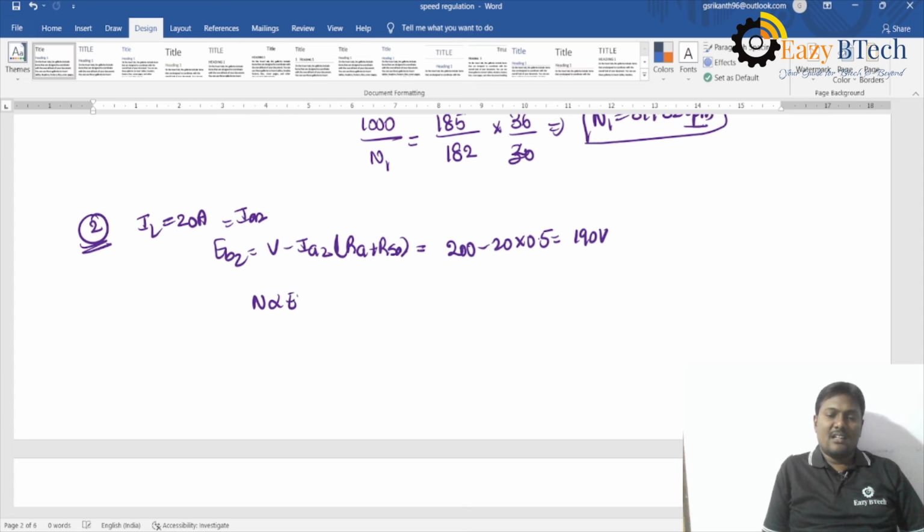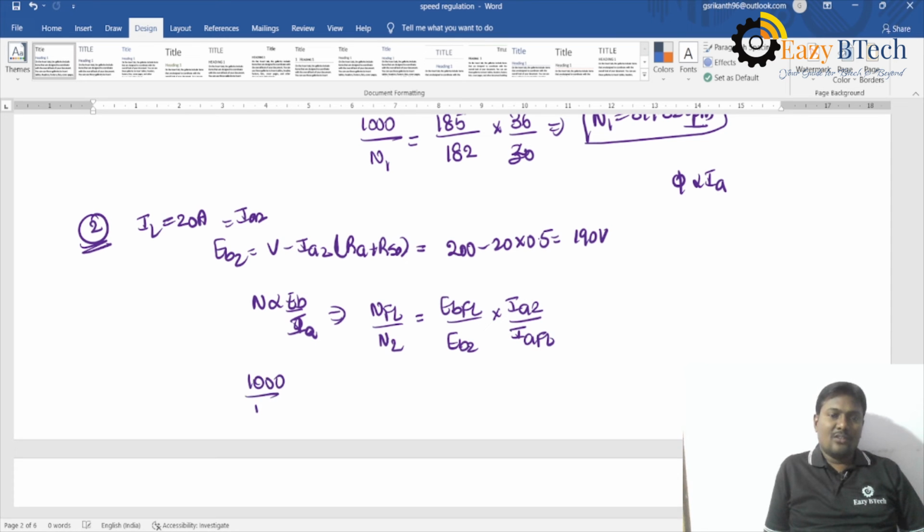Then again, N is directly proportional to EB by IA for a series motor. Why? Because the flux is directly proportional to IA. For a DC series motor, N full load divided by N2 is equal to EB full load divided by EB2 into IA2 divided by IA full load. So 1000 divided by N2 should be equal to 185 by 190 into 20 by 30. So N2 is equal to 1540.54 RPM.